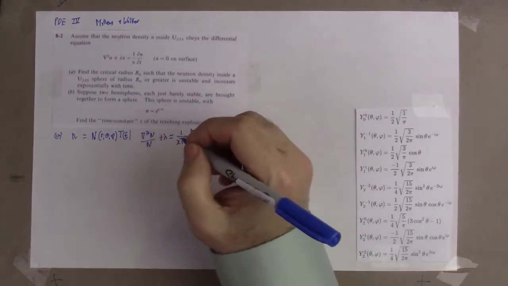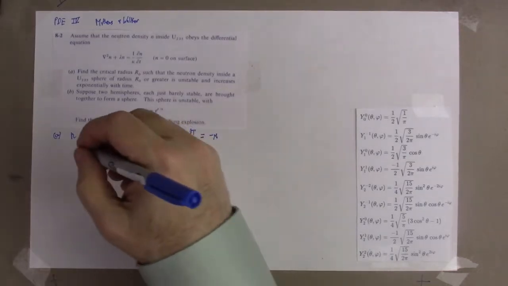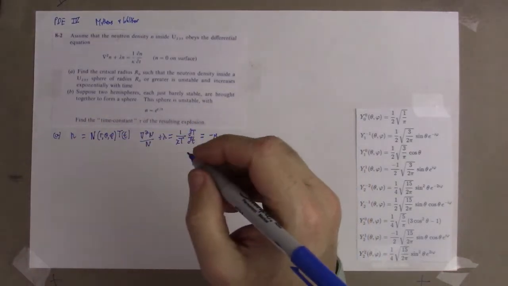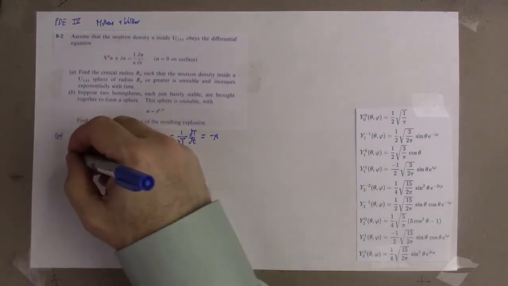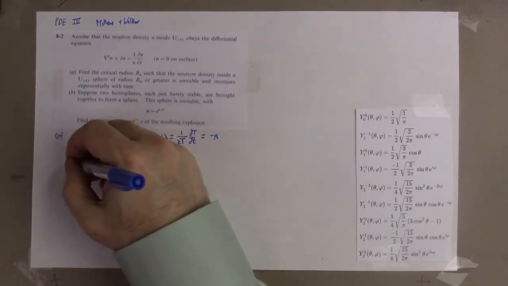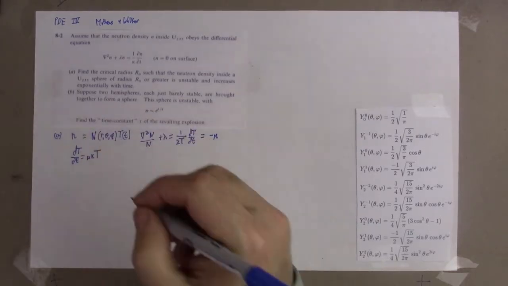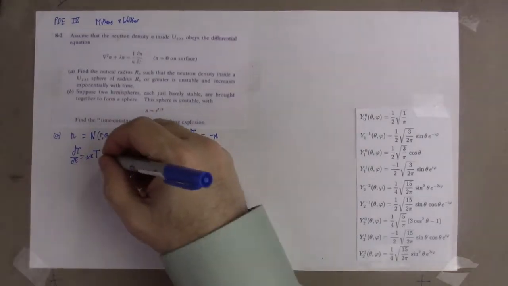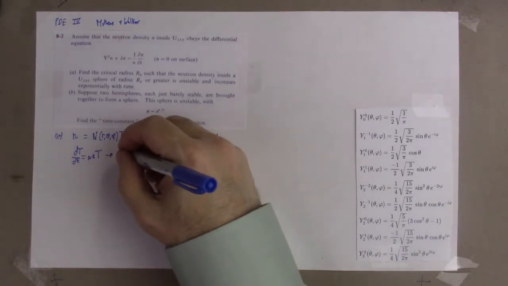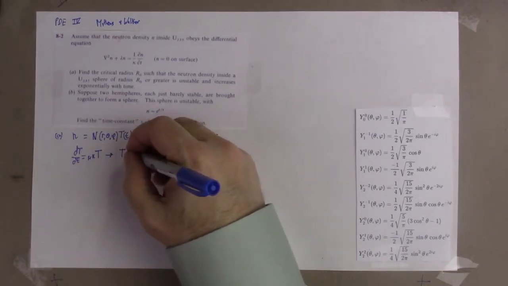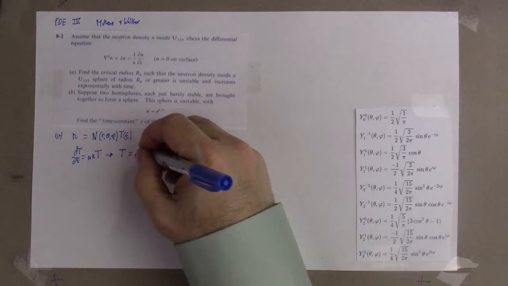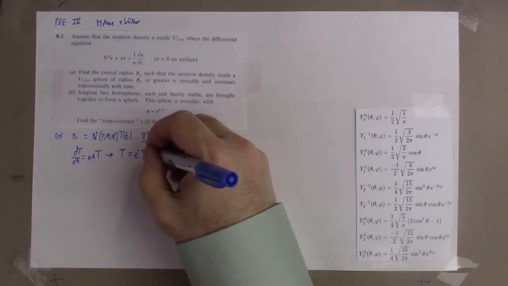We can immediately solve the time equation. dT/dt equals minus mu kappa T. This is the time part of that equation. That implies that T is equal to e to the minus mu kappa t.